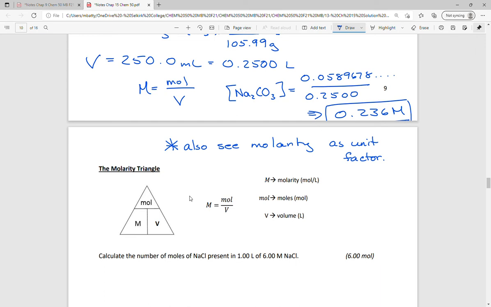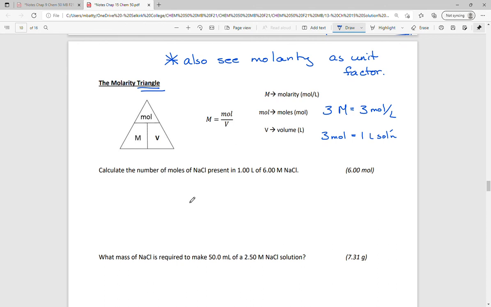In the video, I'm going to show you, instead of using the triangle, how we could see molarity as a unit factor. As an example, 3 molar is 3 moles per liter. So as a unit factor, that means that there's 3 moles in 1 liter of solution. And so by arranging this how I need to, I can use my molarity as a unit factor. Okay, so it says calculate the number of moles of NaCl present in 1 liter of 6 molar NaCl.